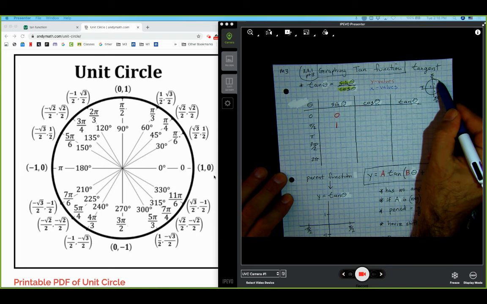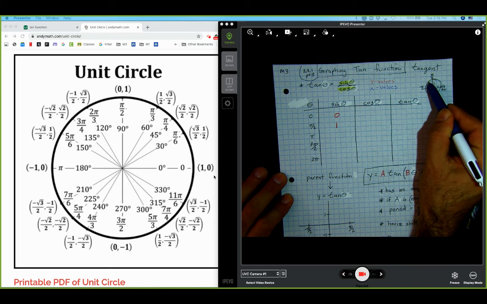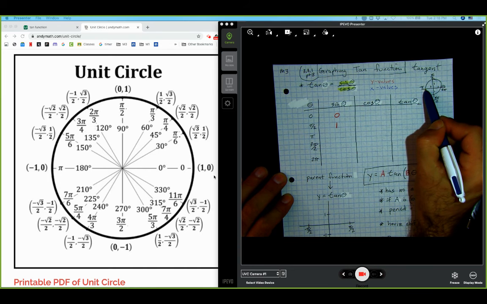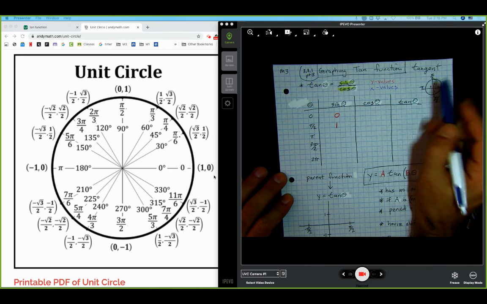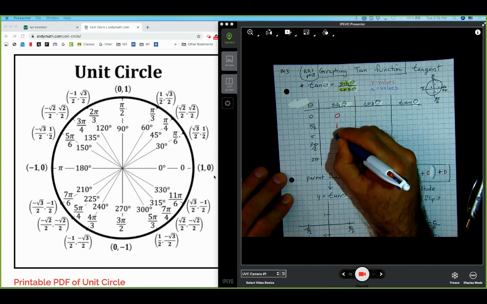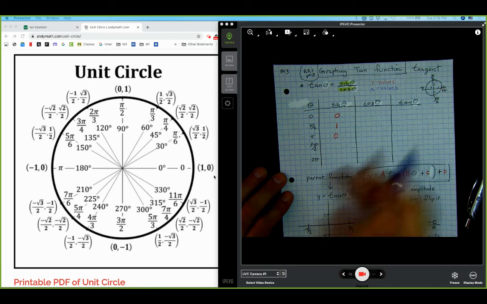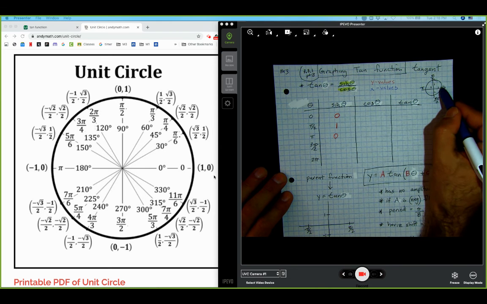And as I rotate around, I get past pi over 2, I keep going, I get down to pi. What is the y value? That's up and down, remember. What is the y value here at pi? You could see from the unit circle, it is 0. So 0, 1, 0. Okay, now let's keep rotating around.